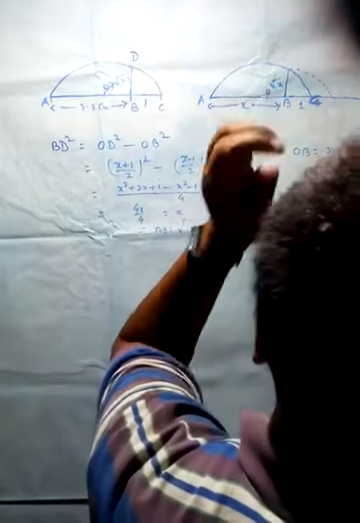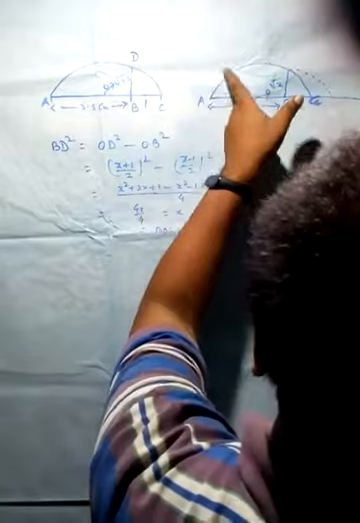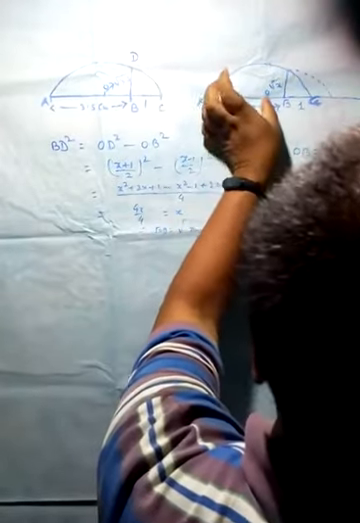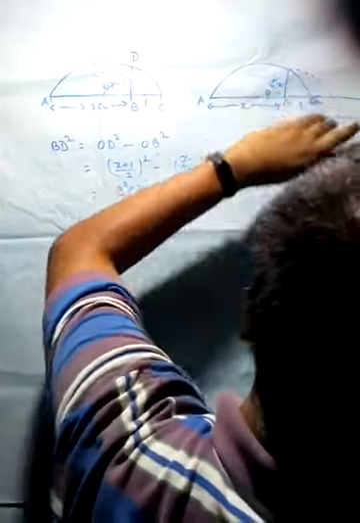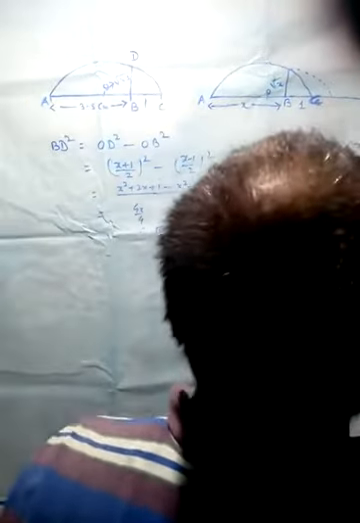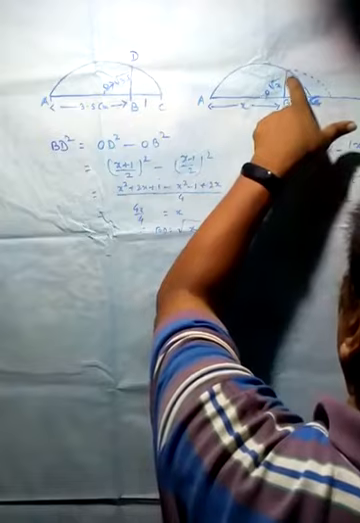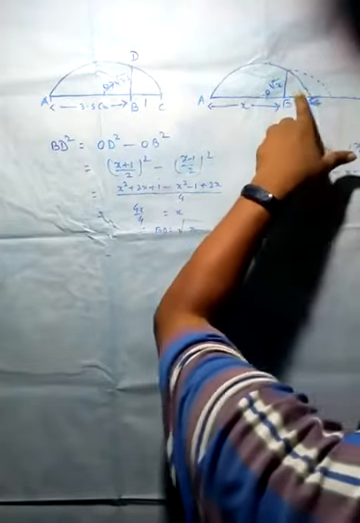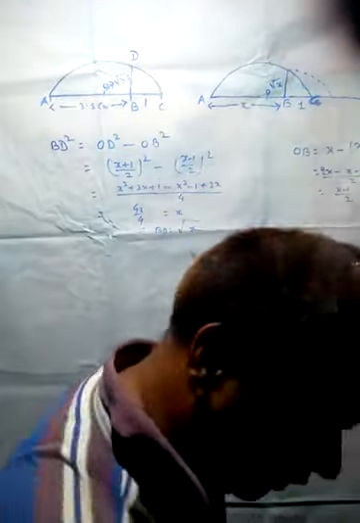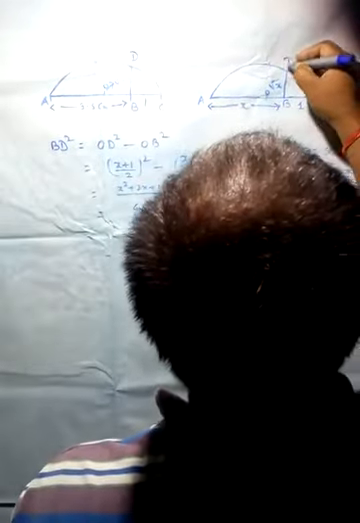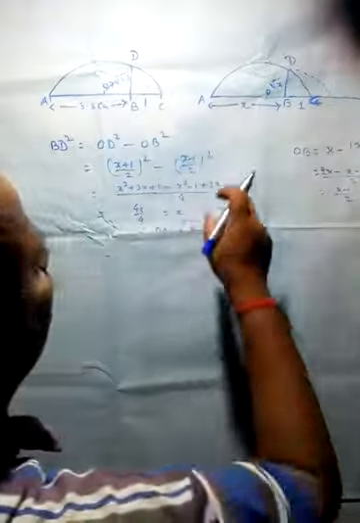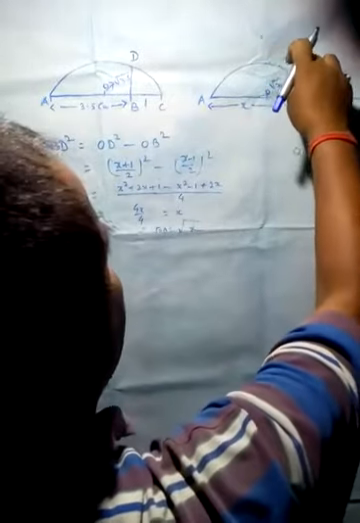Put a semicircle, taking OA as the radius, draw a semicircle, and from B draw a perpendicular which will intersect the semicircle at D. Then BD will be the root x. How is it possible? Now BD you have to find out. This BD is equal to root x.